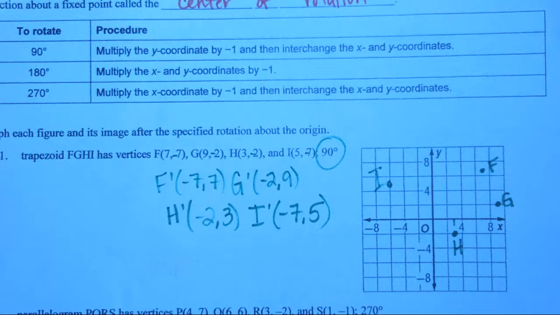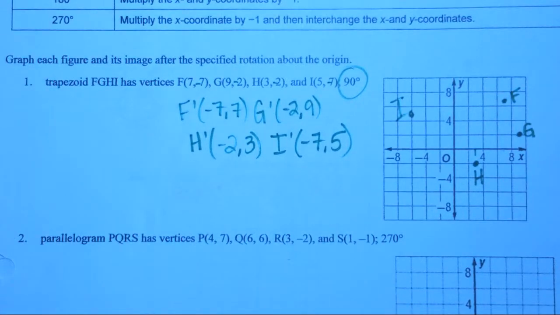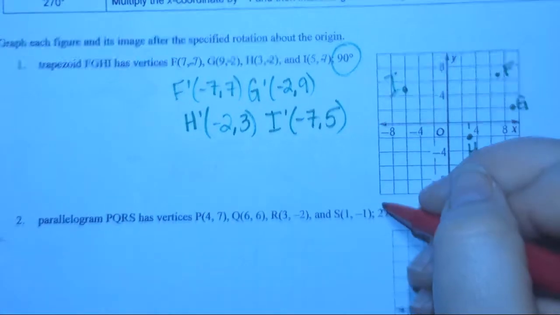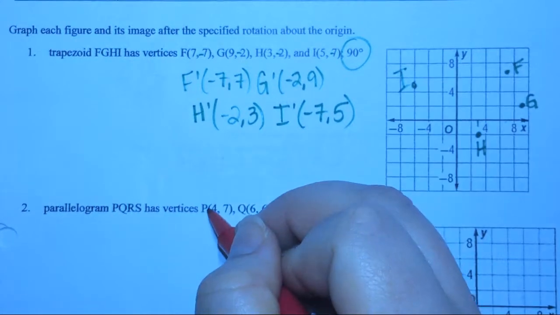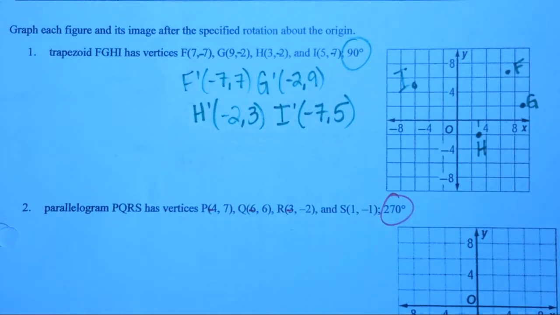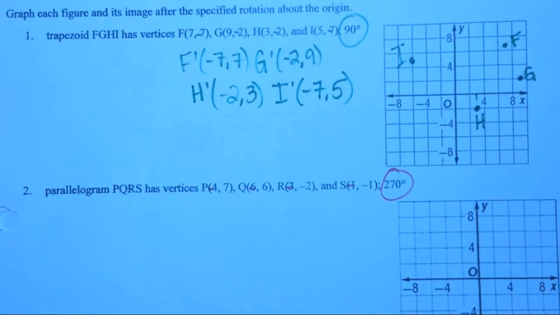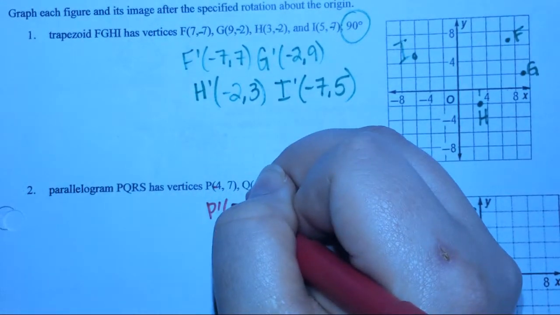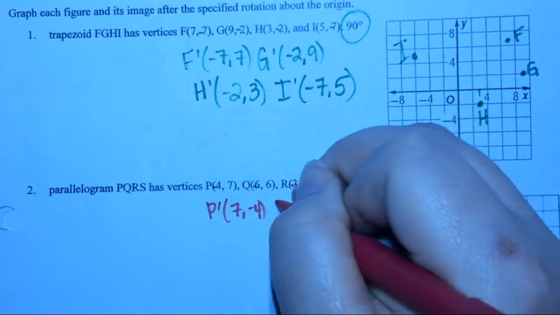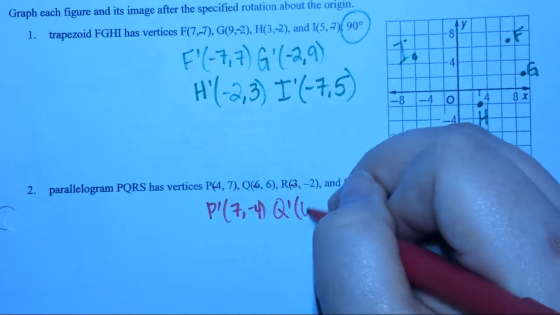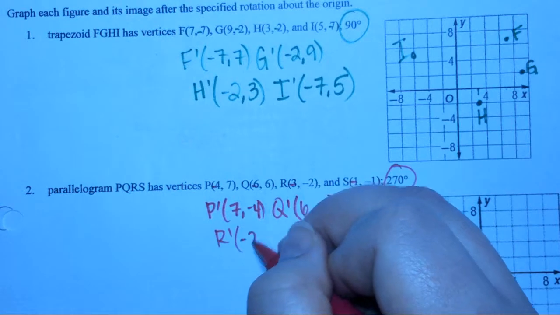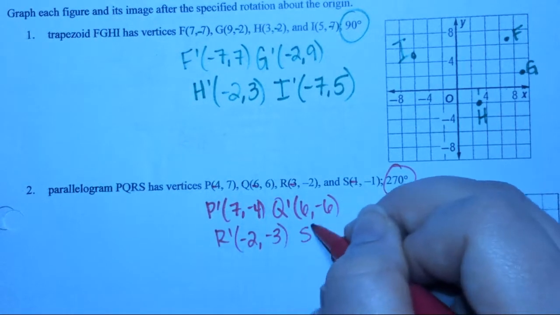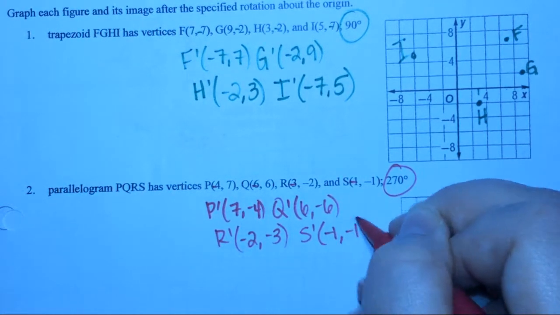But Jarrell said something smart, and I want to hit on that now. The difference between 90 and 270 is that for 90, we change the y coordinate, and then we swap them. On 270, we're going to change all the x coordinates, and then swap them. So, for instance, P prime is going to be 7, -4. Q prime is going to be 6, -6. R prime is going to be -2, -3, and S prime is going to be negative 1, negative 1.